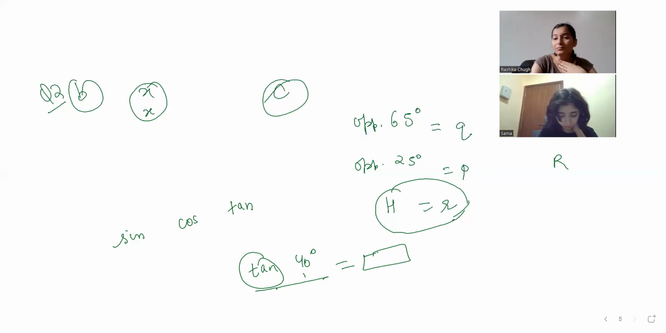Does it matter if I put the 40 before or after tan? It's different for different devices. For a calculator, we need to put tan first. For a phone, we first put 40 and then apply tan to it. Okay, now it's giving me 0.83. Yeah, that would be good.